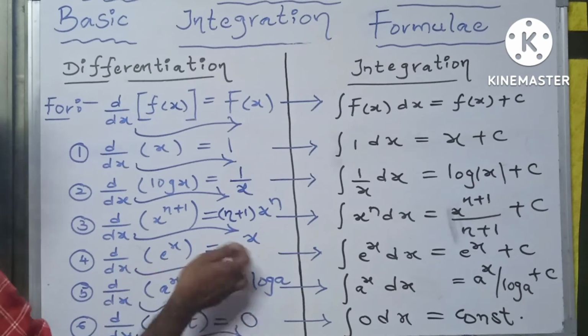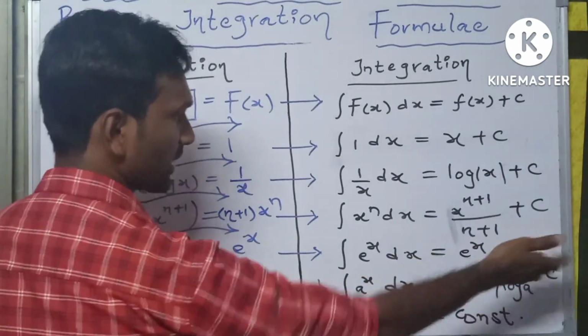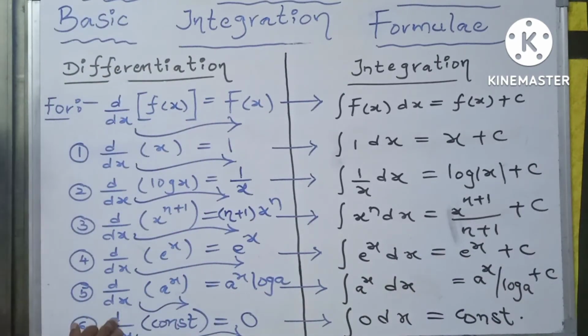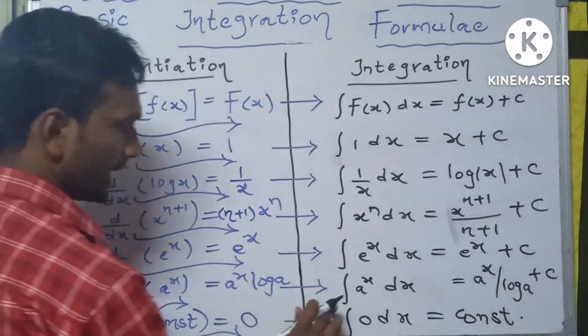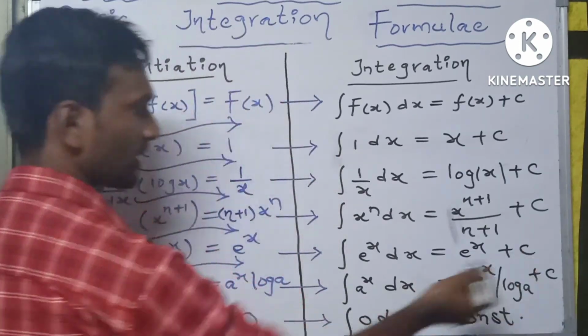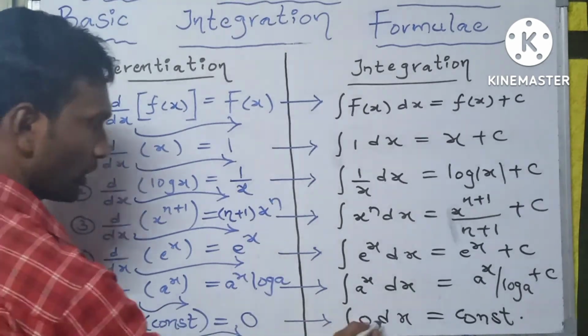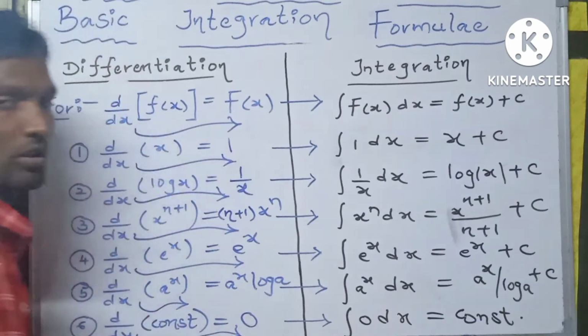D by dx of e power x equals to e power x. Reversely integral e power x dx equals to e power x plus c. Coming to fifth one, d by dx of a power x equals to a power x into log a. Reversely integral a power x dx is equals to a power x by log a plus c. Coming to last one, derivative of constant equals to 0. D by dx of constant equals to 0. Reversely integral 0 dx equals to some constant.